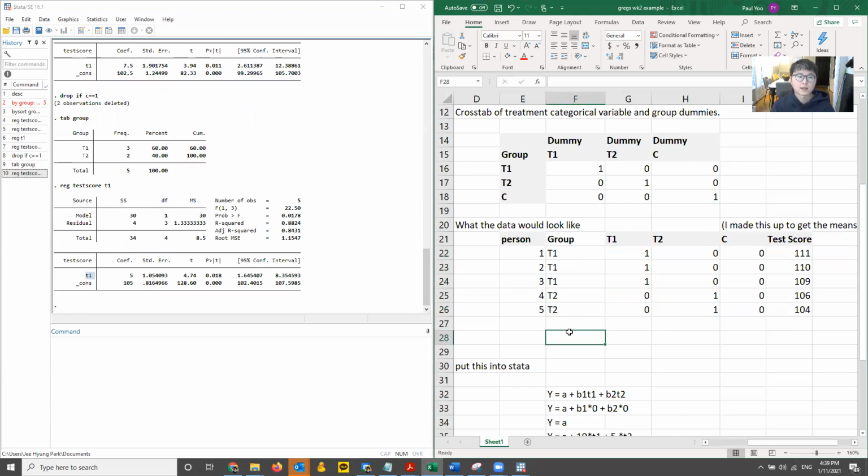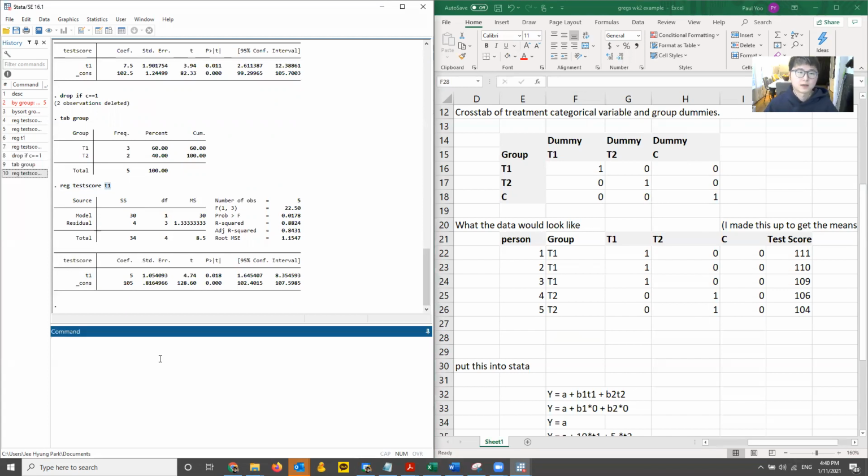And you can do this again and again, where you only have in your data people with the T1 group and the C group, or the T2 group with the C group, or whatever. And just regressing test score on T1 will give you that direct comparison. You don't have to worry about your reference group being two groups. I hope this helps, but let me know if it still doesn't make sense.